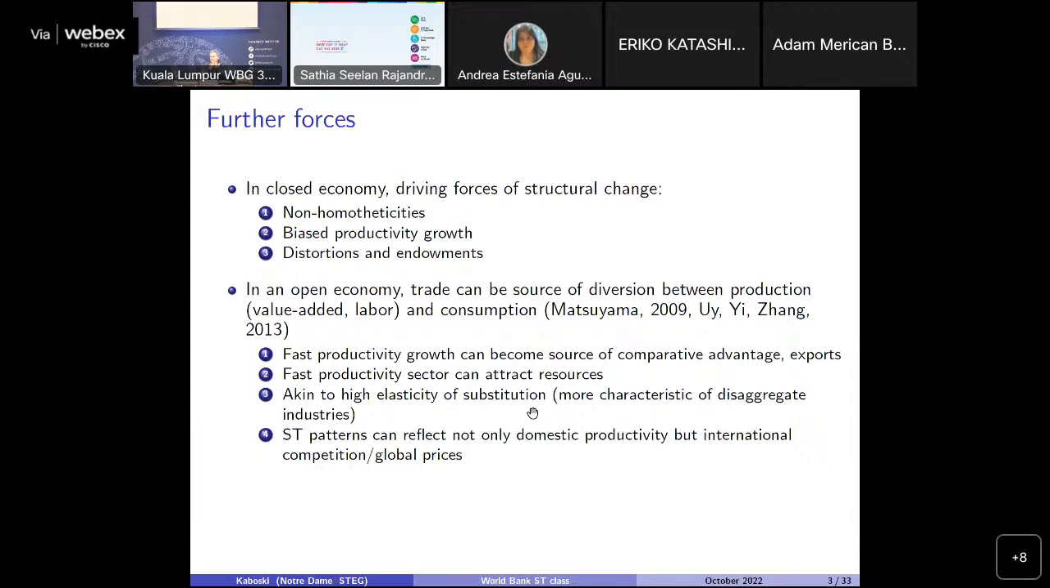These high elasticities of substitution are more characteristic of disaggregate industries than these aggregate sectors. When you think about agriculture, manufacturing, services, we typically estimate very low elasticities. But if you want to break out agriculture into different subcategories or different manufacturing industries, the more disaggregate you get, the closer substitutes goods are, and so the higher the elasticity of substitution.